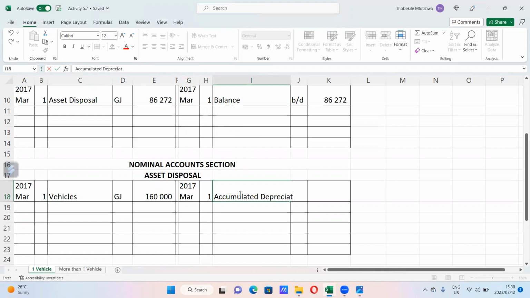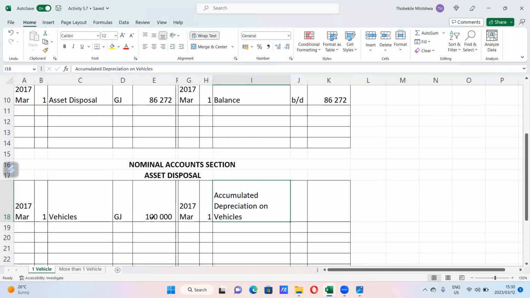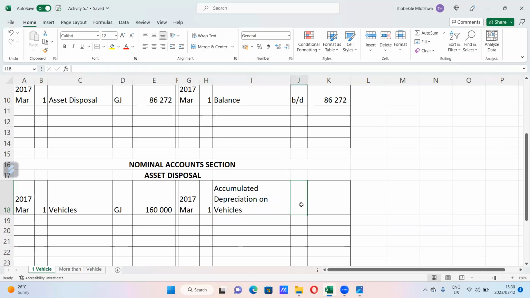So this one is coming from accumulated depreciation on the vehicles. Let me just direct text so that we see everything here. So that would be GJ again, and then it will be 86,272. Then that is the next step.